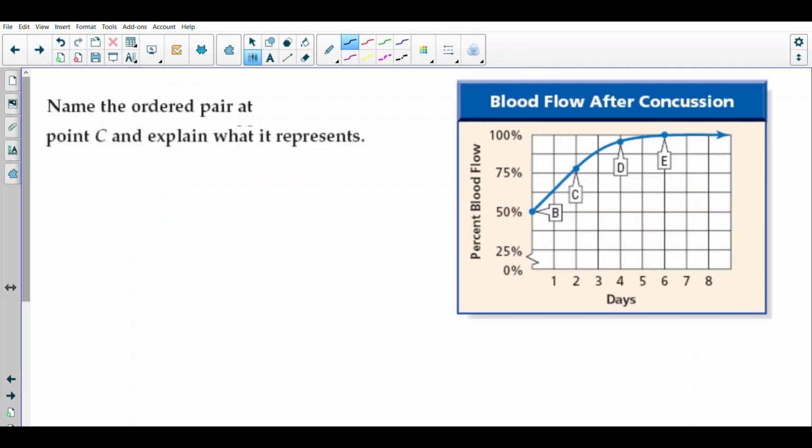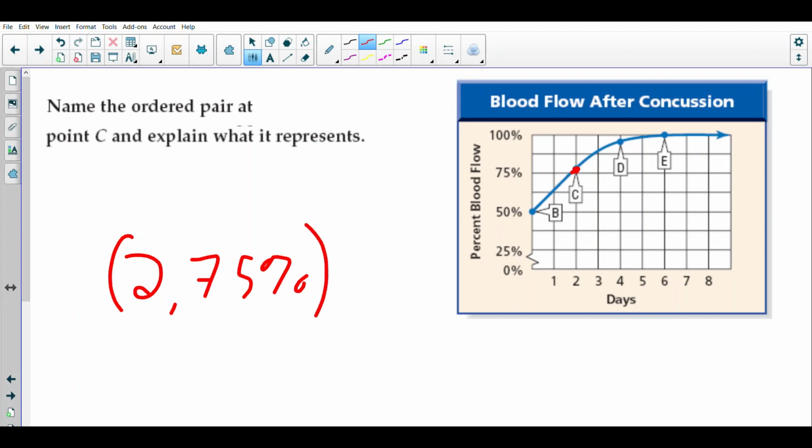Okay, so now, name the ordered pair at point C and explain what it represents. So we're going to find point C, and I'm going to mark it in red. So there's point C. So it is at 2, 75%. Okay? So that's the ordered pair it's at.